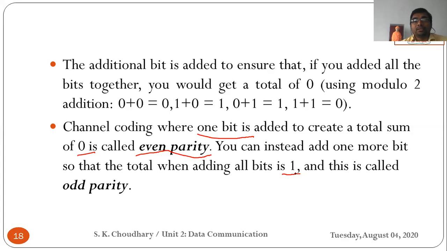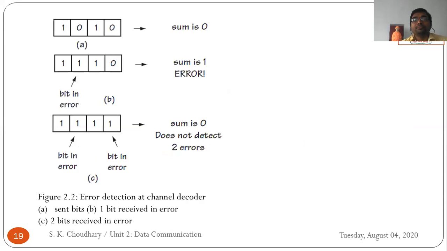And what are the limitations of the single bit parity check? This is the example. If you look at this particular example, you will understand the limitations. There are 3 diagrams, A, B, and C. A is the point where we transmit the message. This is the transmitter end, where we have sent the 4-bit message 1010, and the sum of this is 0. Okay, means there is no error at the transmission end.